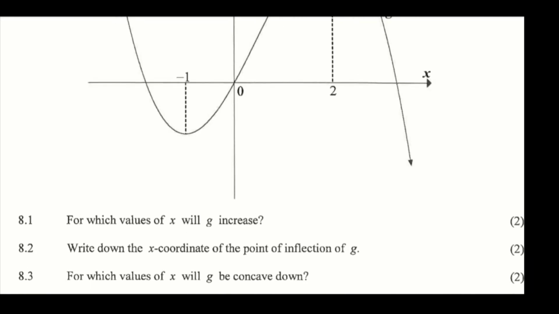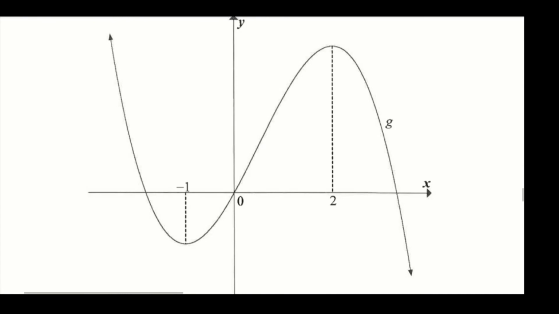So 8.1 says: for which values of x will g increase? So I mean, this is a point where the graph is increasing, right? This is a decreasing point and this is an increasing point. So for which values of x? The only values of x we have, yes, this is 0, yes, this is minus 1, and this is 2, right? But it's still increasing here, so we don't have to start from this point. We can start from where it starts to increase and where it ends, you know.